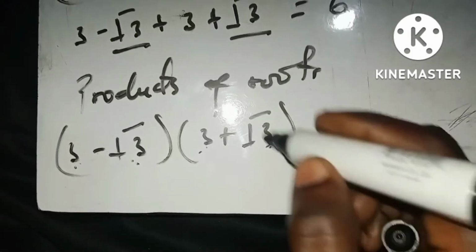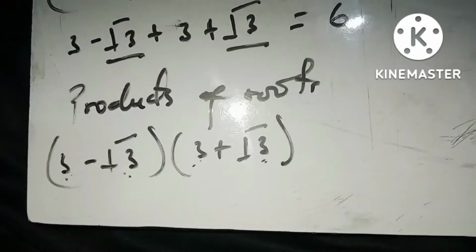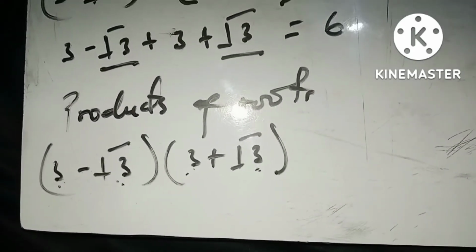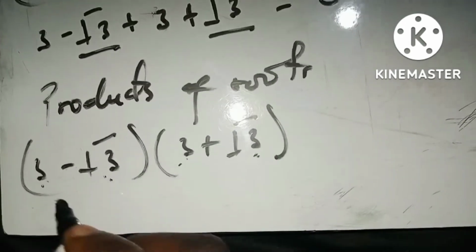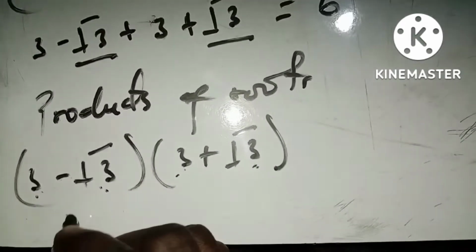If you don't know how to multiply surds, make sure that you check our playlist under surds for you to have a clear understanding of how to multiply this. Okay, this is a quick one here. This one multiplied by this also gives us 9.